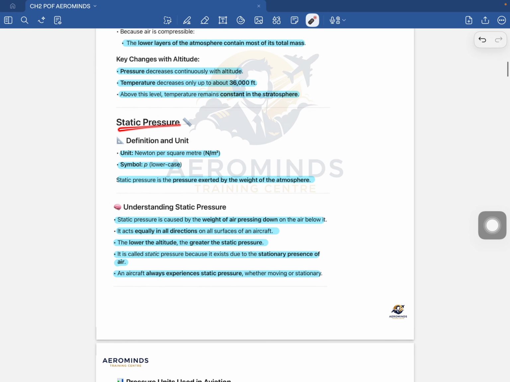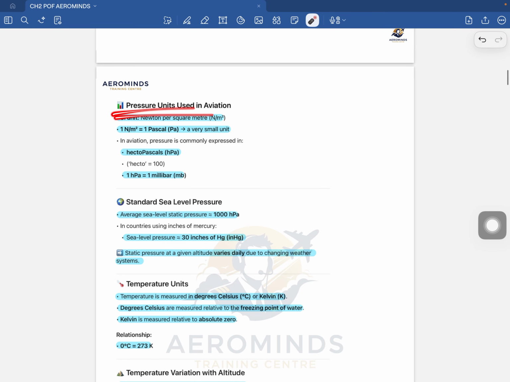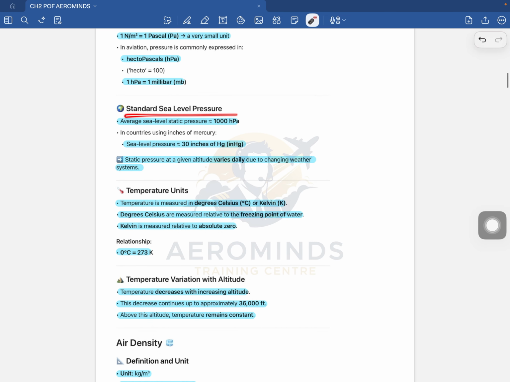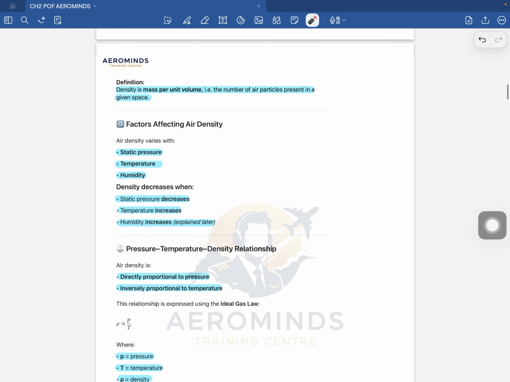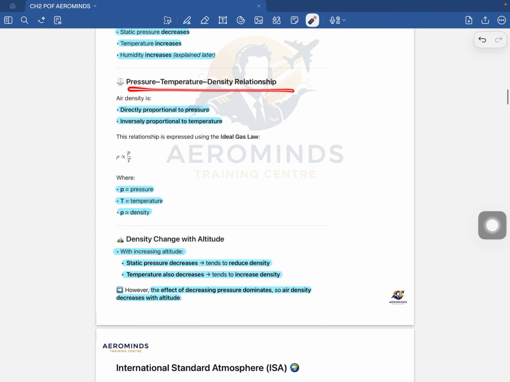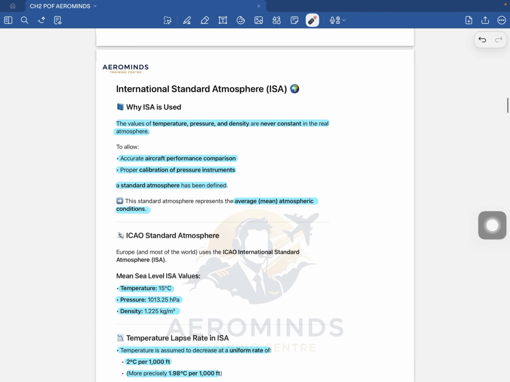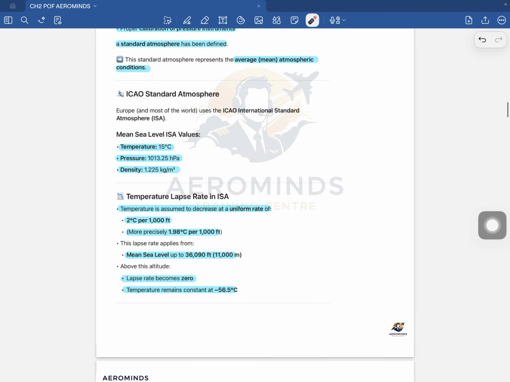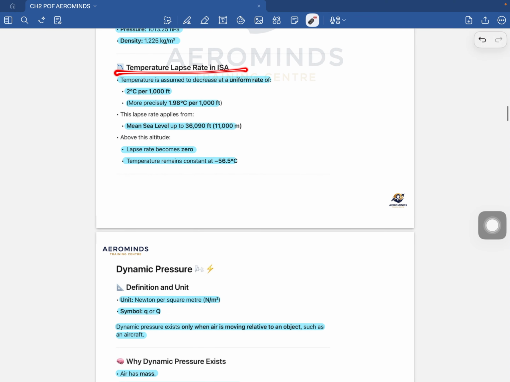Then we saw what is static pressure, the units, we understood what is static pressure. Then how many pressure units are used in aviation, then the standard sea level pressure, temperature units, temperature variation with altitude. Then we saw what is density, and the factors which are affecting the density. This is important. Then the pressure, density and temperature relationship, density change with altitude. Then we saw ISA, international standard atmosphere, then the ICAO standard atmosphere, then the temperature lapse rate in ISA.